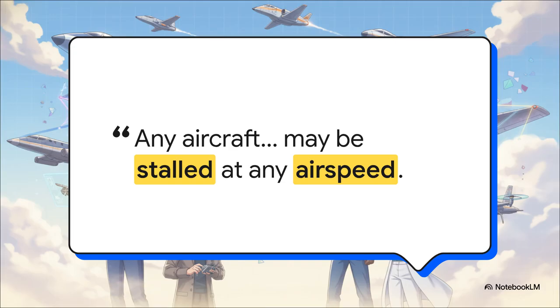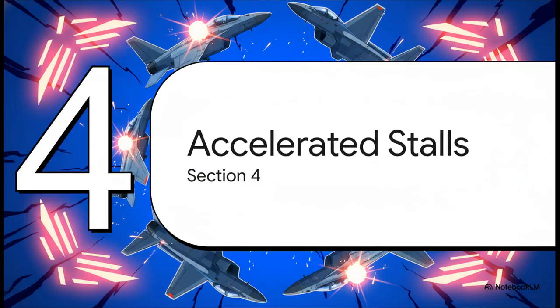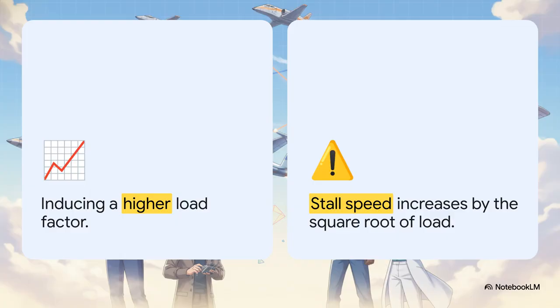We really need to talk about what happens when aerodynamic pressure actually does force a stall. Section 4. Accelerated stalling speeds. This right here is the absolute most critical consequence of high load factors. A high load factor doesn't just bend metal, it completely changes how your wing flies. If you increase the load factor, your stall speed increases. And it's not just a random increase either. The golden rule is that stalling speed increases in proportion to the square root of the load factor.